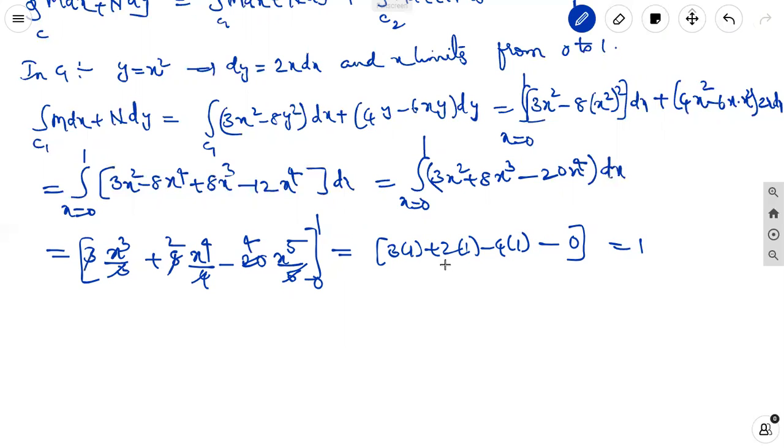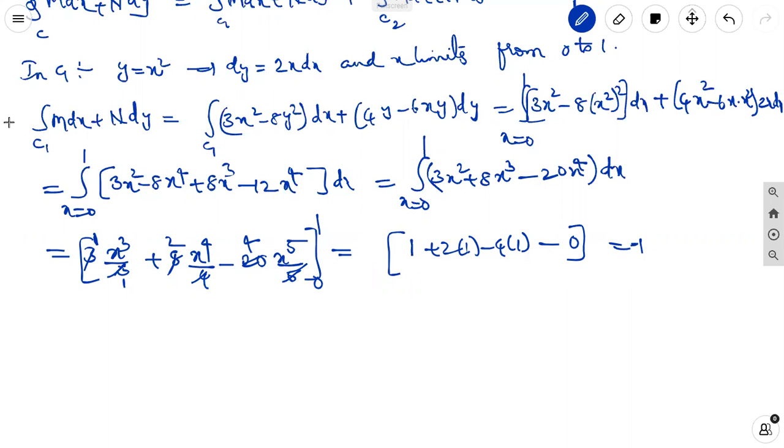We are getting plus 1 or minus 1? Plus 1 only. Going to the bottom: yes, the 3 ones are x cube, where the upper limit is 1. 1 plus 2 is 3, 3 minus 4 is minus 1.